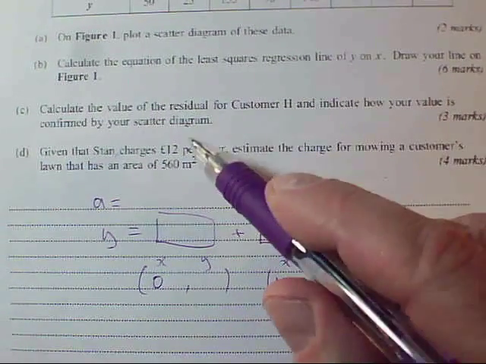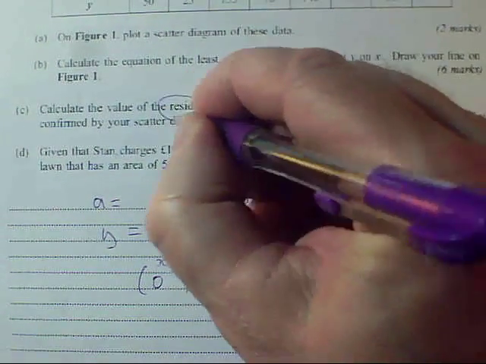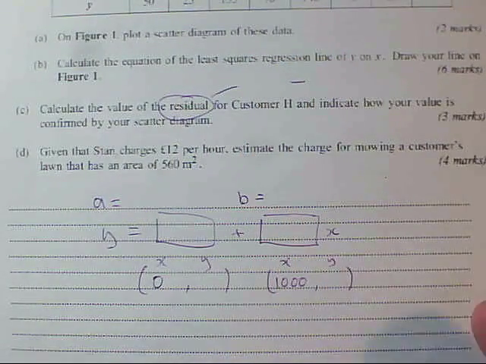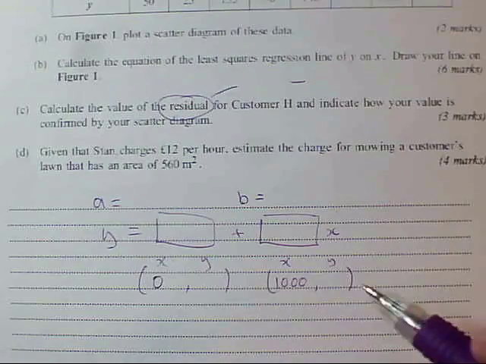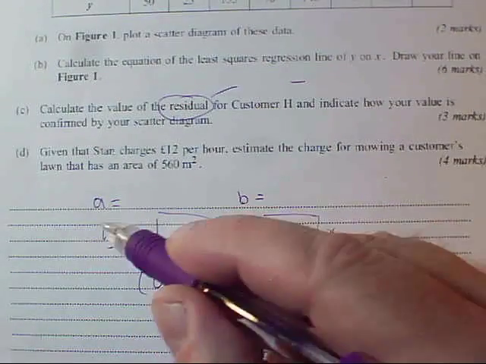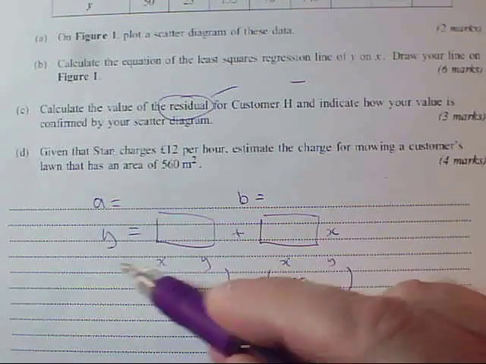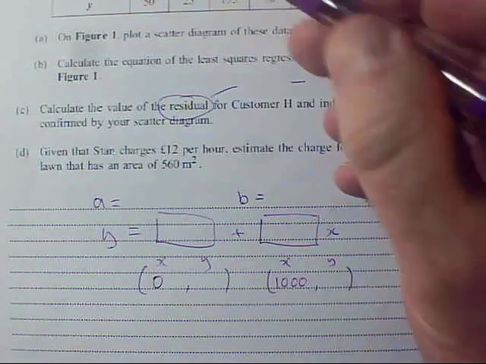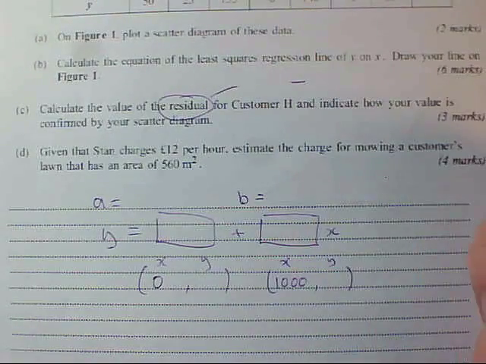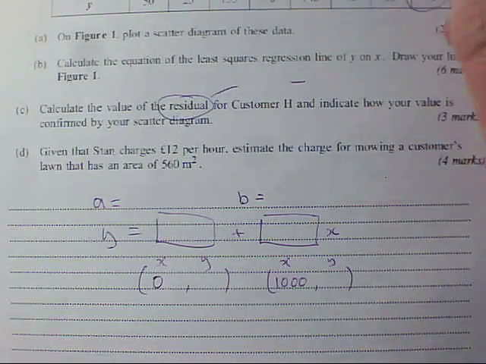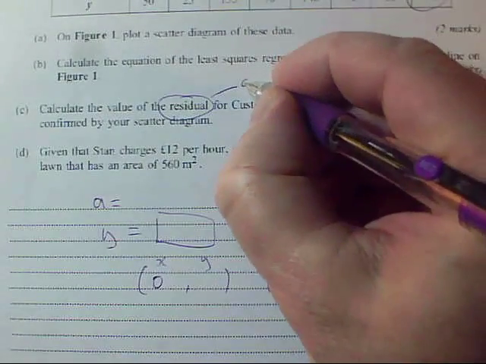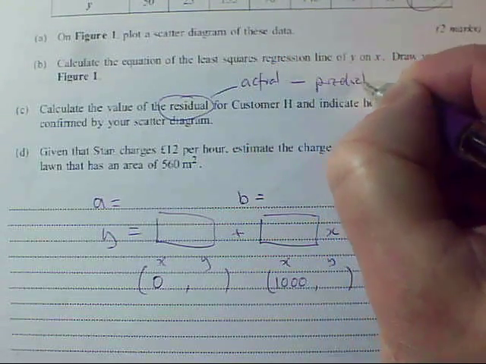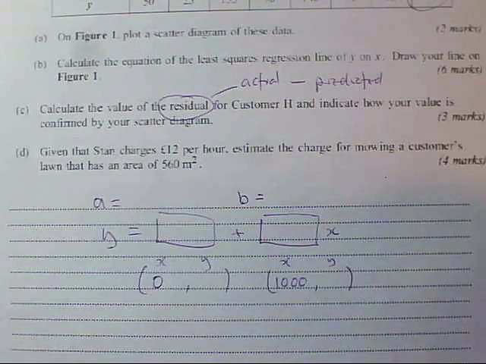Then we've got to find a residual. Now we've got to remember what residual means. Residual means something minus something. Make sure you know which way round it is. One of the things is going to be the prediction from the regression equation, which you can also read off from the line. The other one is going to be the actual value, the observed value from the table. And the way around that you calculate this, we've got data for customer H, is it's always actual minus the predicted. So if you don't know that, learn the order of that subtraction.